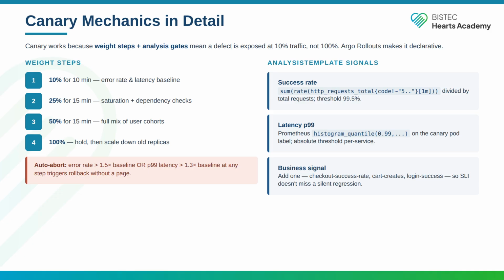The most common failure mode: missing the business signal. If your Canary only watches infrastructure metrics, you will ship a release that causes every customer who hits a particular code path to retry, and your error rate will not move because the retries eventually succeed.